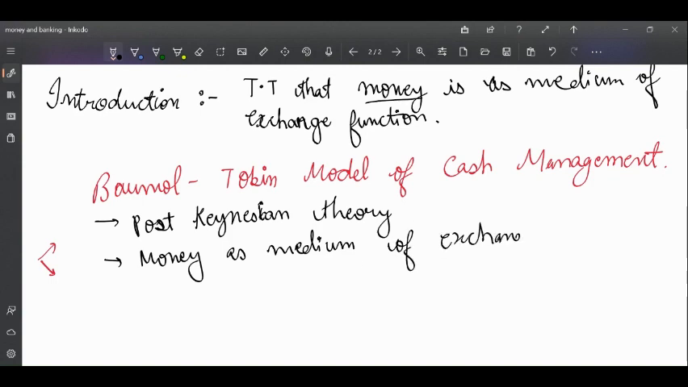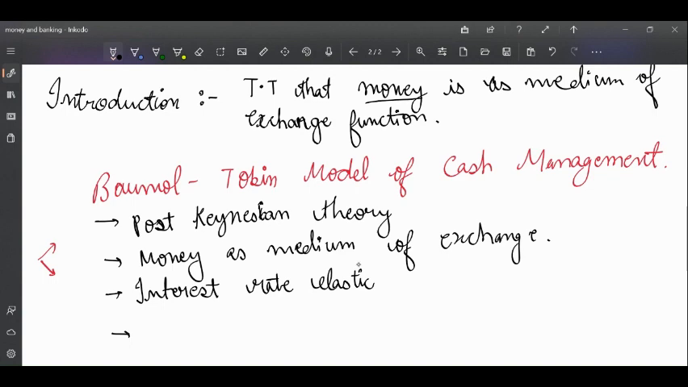This model says that transaction demand for money is interest rate elastic. It means that the interest rate will keep on changing. Interest rate elastic: these are the subheads I'm giving you, you can note them down. These are the key points covered in this model. And then they modified the Keynesian argument in which transaction demand for money depends on income.